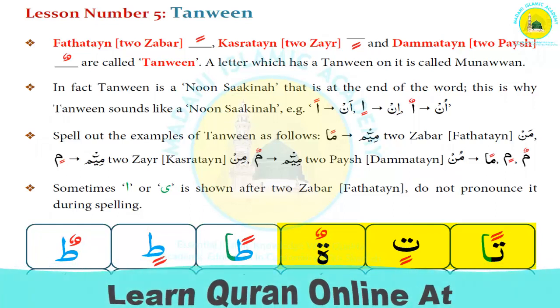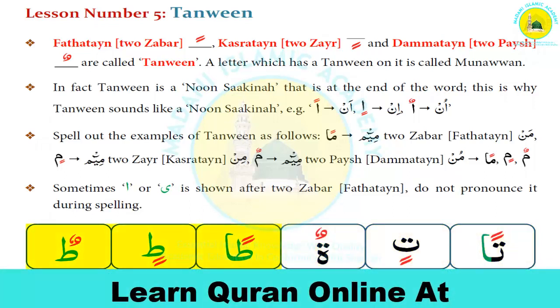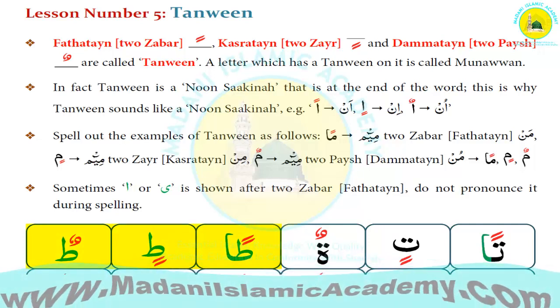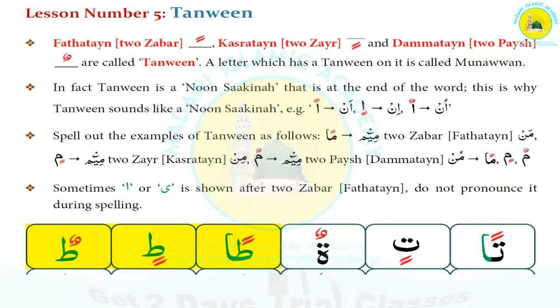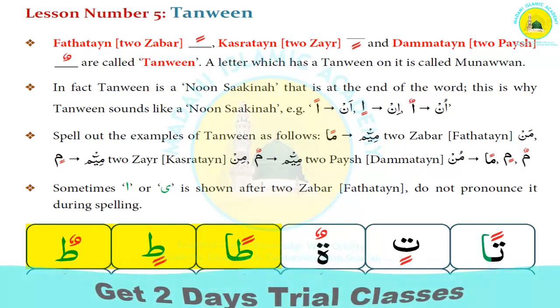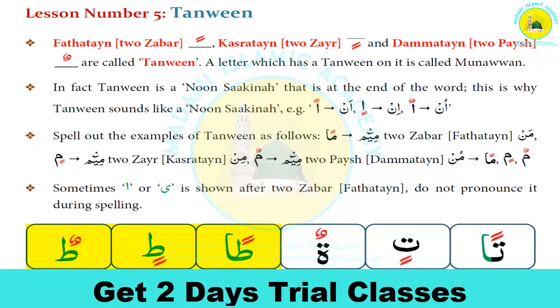And now, because this is a musta'liya, we're going to read with the full mouth. To, do zabar, ton, ton, ton. To, do zer, ton, ton, ton. To, do pesh, tun, tun, tun.